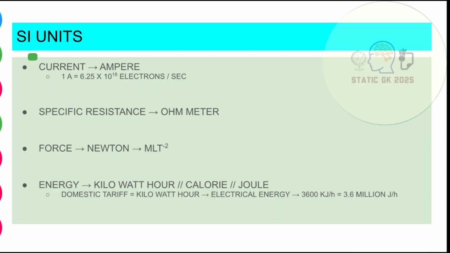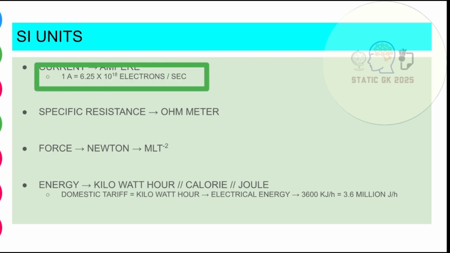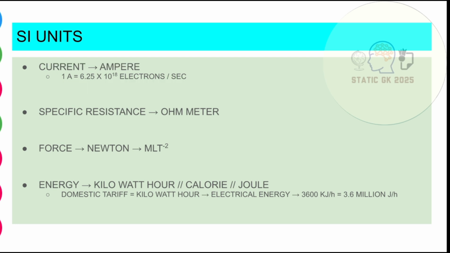So the SI unit of current is ampere, and 1 ampere is equal to 6.25 into 10 to the power of 18 electrons per second. What is this? See, consider there is a point in space, and through that point, 6.25 into 10 to the power of 18 electrons, this much amount of electrons, if it is able to pass through that point in 1 second, it is considered as 1 ampere, right?